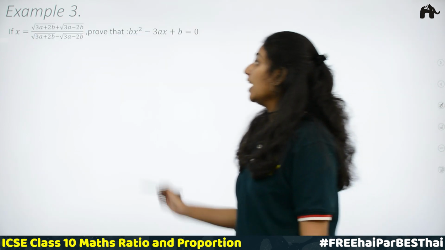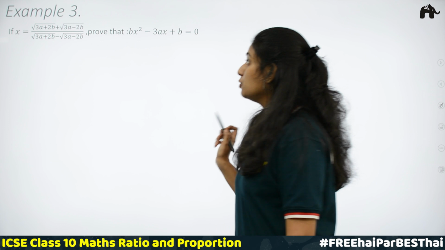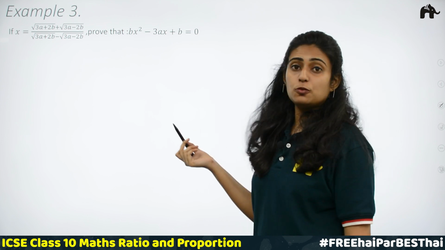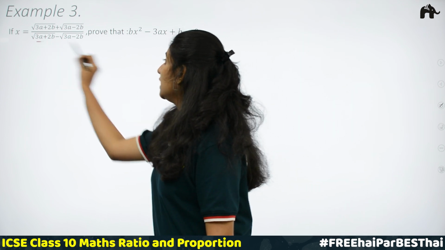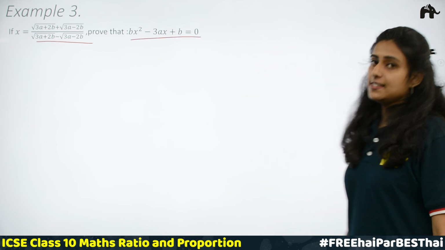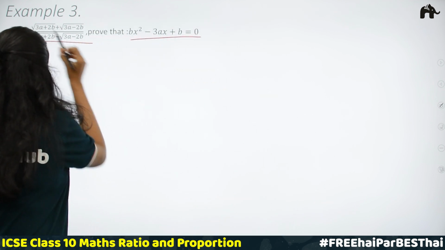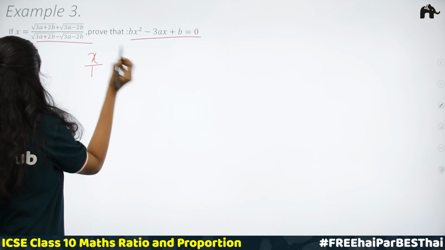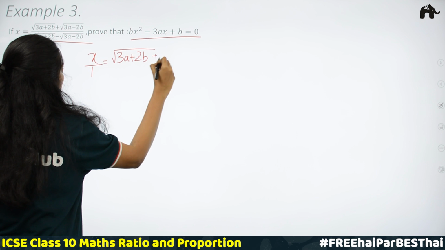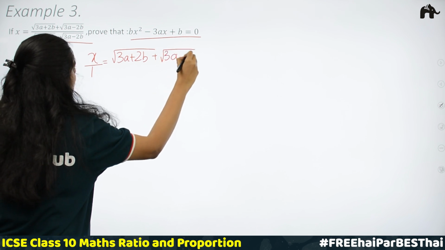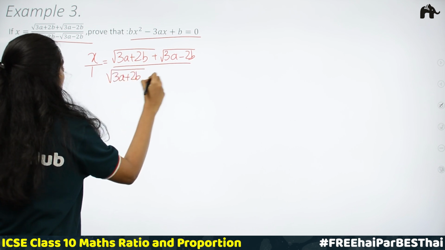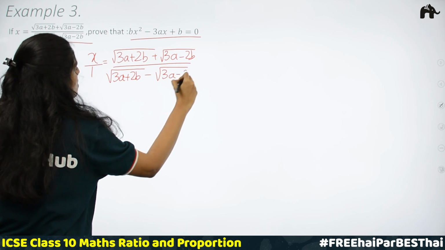Example 3. If x is equal to (root of (3a plus 2b) plus root of (3a minus 2b)) divided by (root of (3a plus 2b) minus root of (3a minus 2b)), prove that bx square minus 3ax plus b is equal to 0. Let's start. Here we have x. x can be written as x by 1. That is equal to (root of (3a plus 2b) plus root of (3a minus 2b)) divided by (root of (3a plus 2b) minus root of (3a minus 2b)).